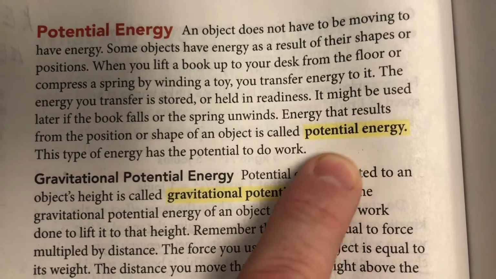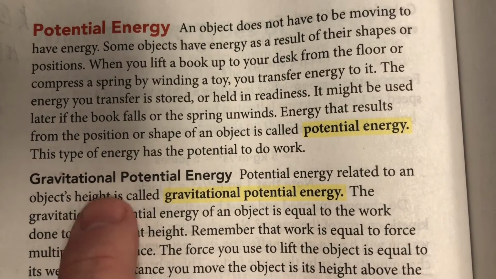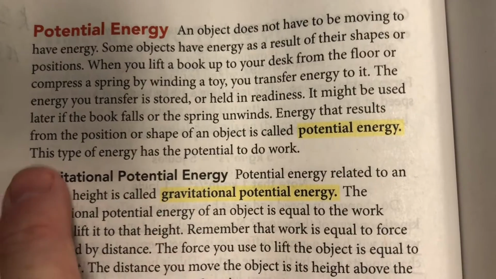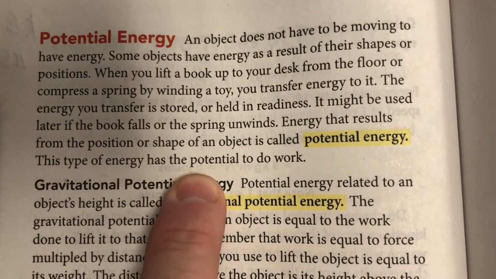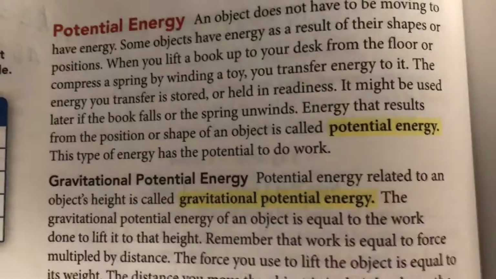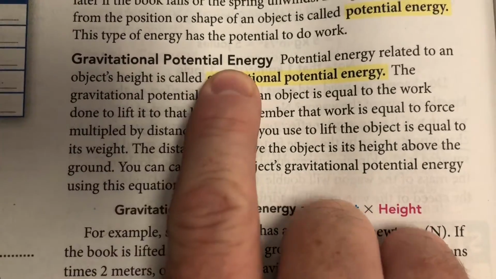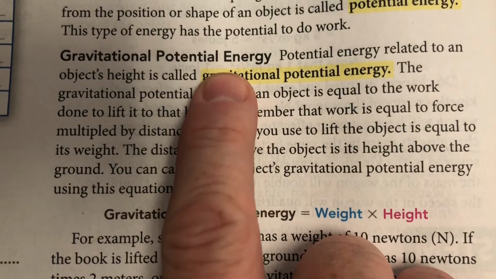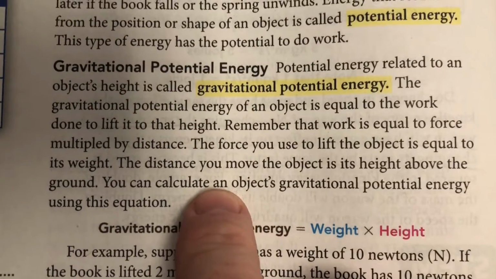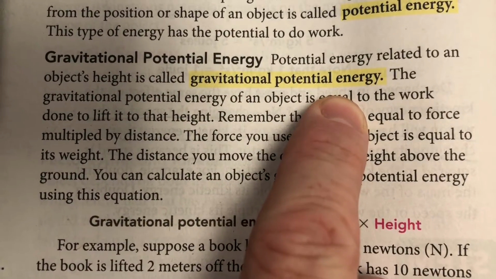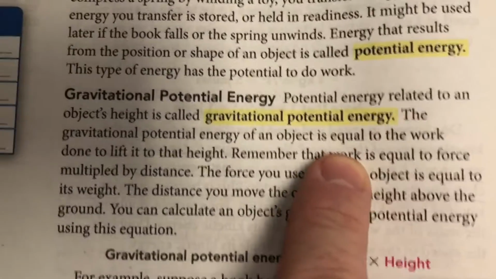Now, you can see this down here. I was going to talk about this. There is also potential energy related to gravity on this planet. This type of energy has the potential to do work. Okay? Now, gravitational potential energy, or GPE, as it's sometimes abbreviated. Potential energy related to an object's height is called gravitational potential energy. In other words, the height off the ground.